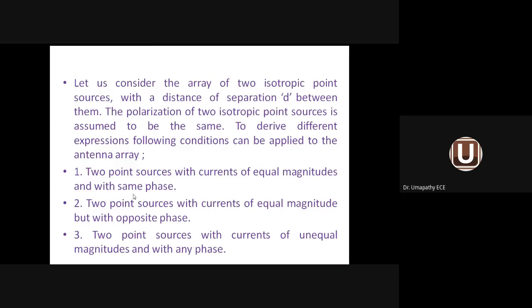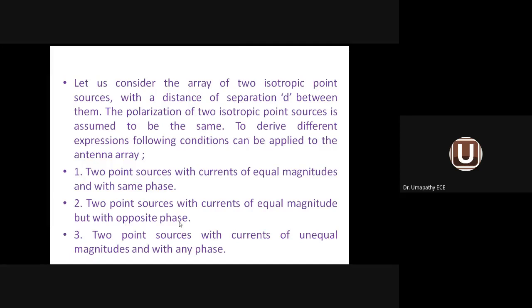Equal magnitude and the same phase. Second condition, equal magnitude and the opposite phase. Third condition, unequal magnitude and any phase. That means the phase may be different or the same. So now there are 3 conditions available with this setup. What is your setup? 2-point antenna array. What are you going to do? Under these 3 conditions, I want to draw the radiation pattern. The radiation pattern for case 1, the radiation pattern for case 2, the radiation pattern for case 3.